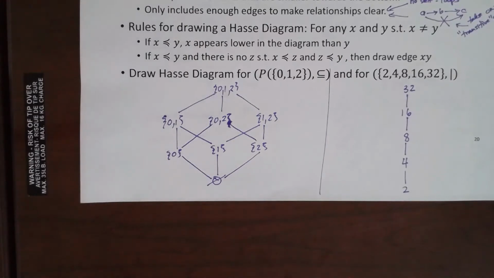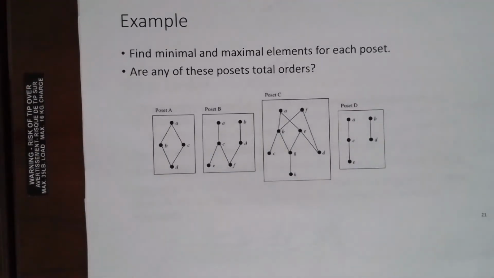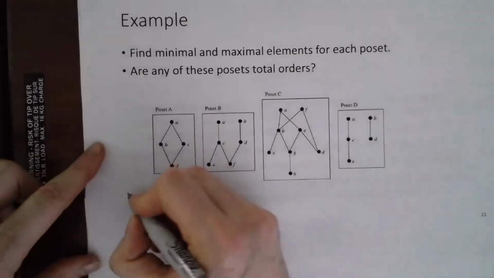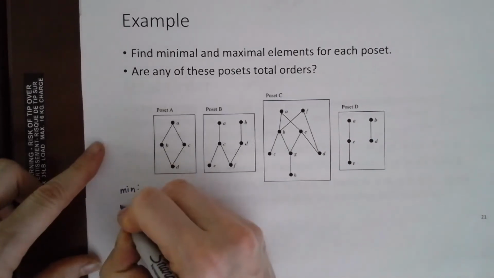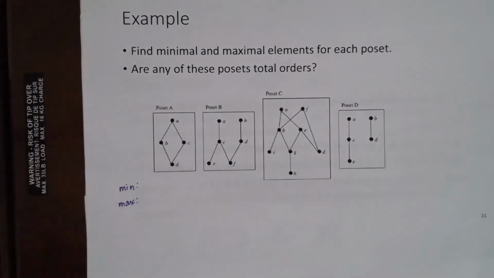So the Hasse diagrams are nice and concise. And so it's a lot easier to answer questions about finding minimal and maximal elements or seeing if it's a total order. So let's look at these different Hasse diagrams. In this one, we want to find the minimal and maximal elements, and there might be more than one. So just remember, a minimal element is an element where there's nothing that's less than it, whatever less than means in the relationship that we've defined. So basically in a Hasse diagram, there's nothing under it.